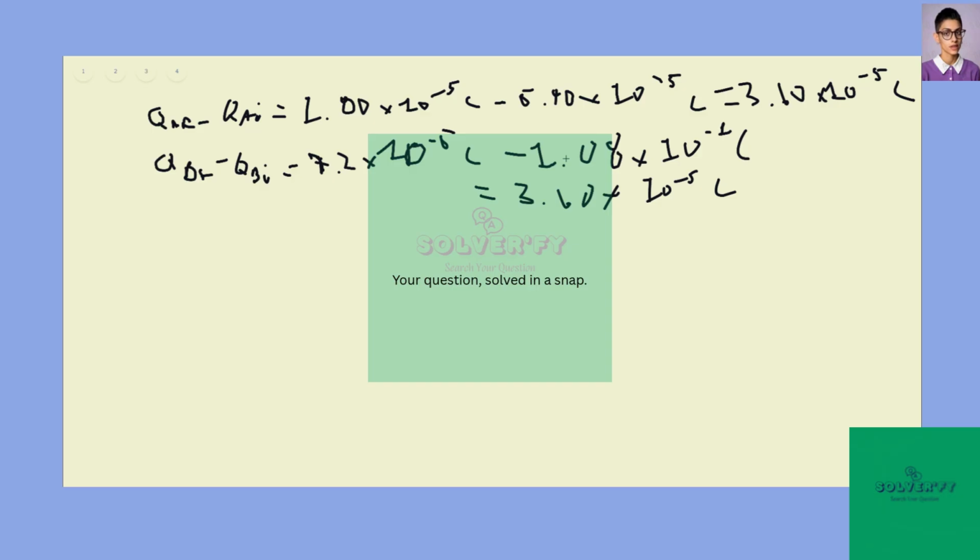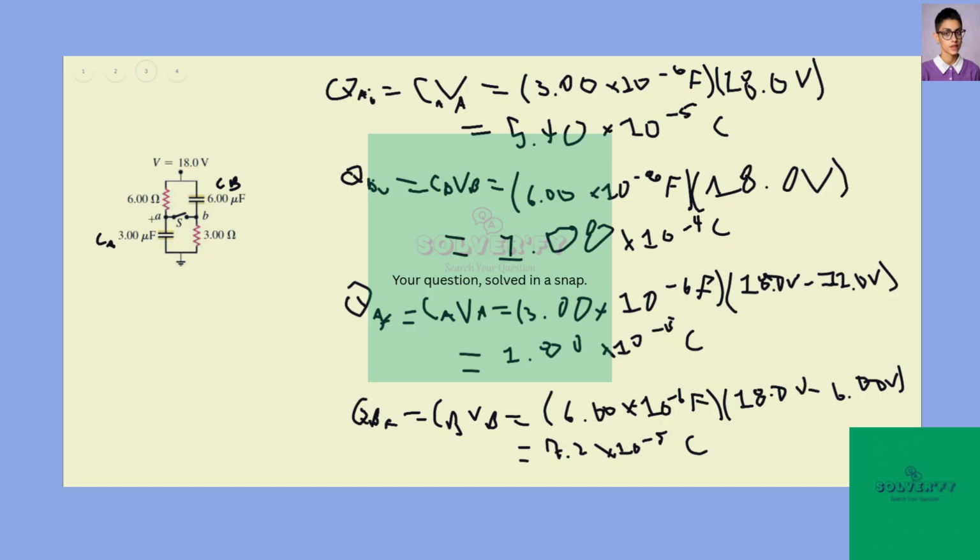So looking at the physics of this problem, when the switch is open, the current will decrease until the capacitors are fully charged, at which point no current flows and the circuit is in an equilibrium state. When the switch is closed, the current is allowed to flow through the resistors, and this will then cause the capacitors to discharge. All right, thank you.